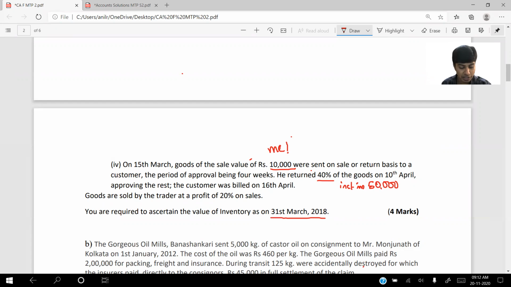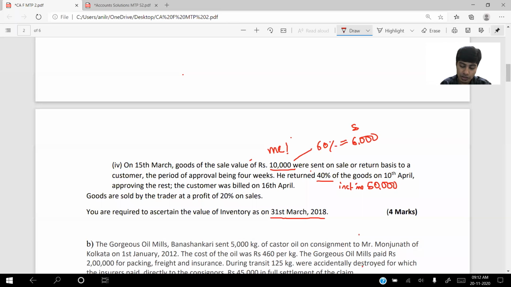Why? Read it further. Approving the rest. Approving when? 10th of April. So when is it sale? 10th of April. Is it sales on 31st of March or before? No. So I would have to add back 60%. So what is it I have to do? 60% of 10,000 is 6,000, selling price. This is sold on 10th of April. I need to add this back to my stock. This is selling price again. Remember, I need to adjust the profit element.